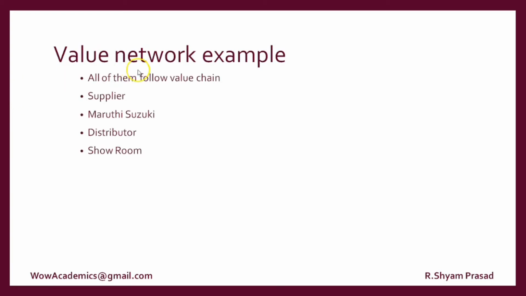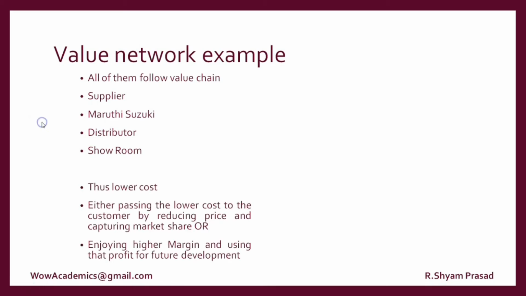If we take a company like Maruti Suzuki, a car manufacturing company, his supplier is following the value chain, his distributor is following the value chain, the showroom is also following the value chain. Because all of them are following the value chain, all the companies' costs will be lower. So all of them can together pass the lower cost to the customer by reducing price and capture market share. Or all of them can enjoy a higher margin, using that profit for future development. So when a network of companies follow the value chain, it's called a value network.